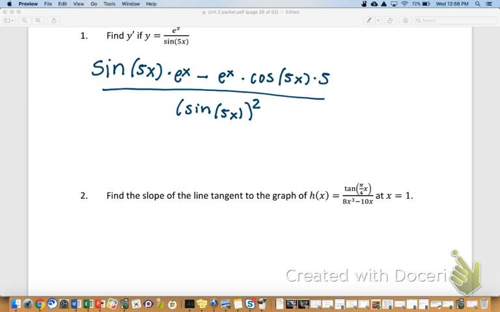It says find the slope of the line tangent to the graph of h of x. H of x looks kind of intimidating. I think it's pretty doable. We want to find this when x is 1. Can we use a calculator? I don't think you have to have it. There's going to be a pi over 4 hanging out in there somewhere, and there might be some awkwardness, but I don't think it'll be too bad. I would definitely try it without a calculator as much as you can. We will eventually break the calculators out. Don't worry about that.